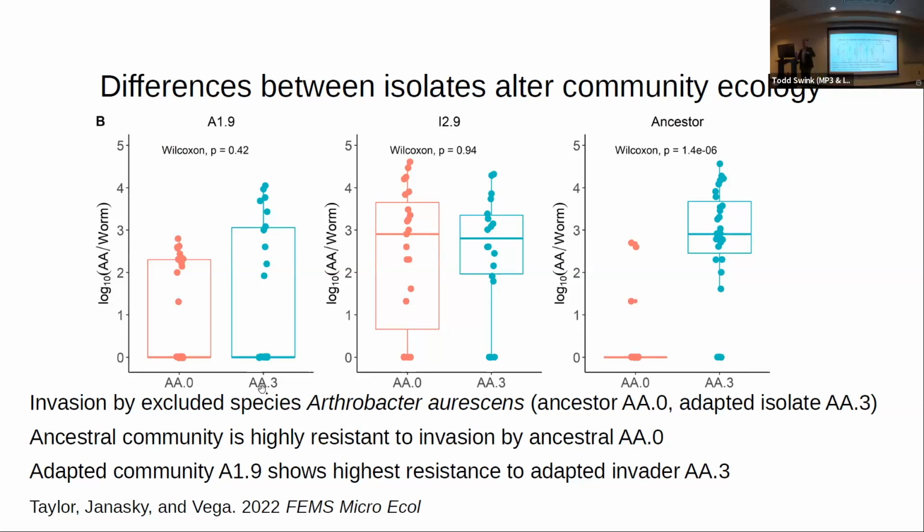So in this case, there's Arthrobacter, which is excluded early on. We used it as an invader to see, can we exclude it again? The ancestral community, composed entirely of ancestor isolates, did a great job of excluding the ancestral Arthrobacter. The adapted Arthrobacter, not so much. The adapted communities, A1, Pas9, I2, Pas9, did worse at excluding the ancestral Arthrobacter, but better at excluding the evolved Arthrobacter. So we have changes that have happened over time that influence the ecology, influence the invasibility specifically of these communities.